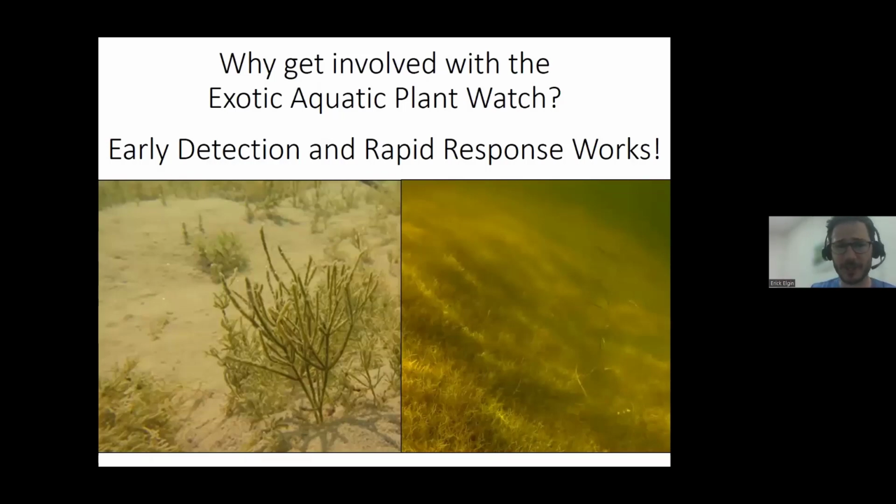I showed this picture again because once again, if you can find a lake that is newly invaded by an invasive species, you can truly control it very well, maybe eradicate it. And so detecting those early allows you to respond rapidly, which is very successful.